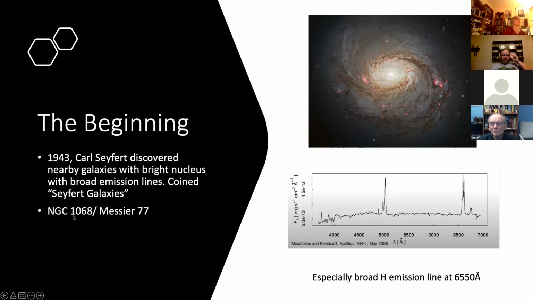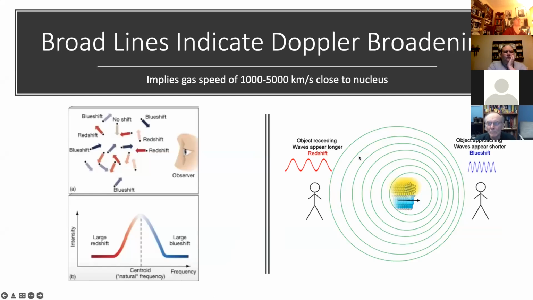So that first galaxy discovered was Messier 77, shown here. This is not the nice picture he saw, of course. This was taken by the Hubble Space Telescope, as most of the images in this presentation are. Okay, so what does that broad emission line mean?